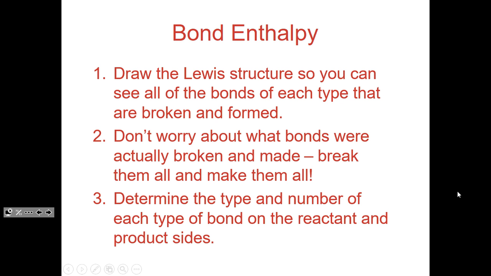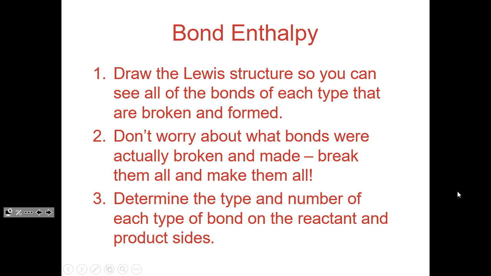So we're always going to start by drawing a little structure so we can actually see all of the bonds that are being broken and all the bonds that are being formed. And then instead of looking at what actually happened, it's easier just to look at the totals. Just break every bond on the left and make every bond on the right and compare those two values. And that'll give you the exact same information as if you actually broke it down and looked at what bonds and how many were actually broken versus what bonds and how many were actually made. So basically, break them all and then make them all is a much easier way to do it.